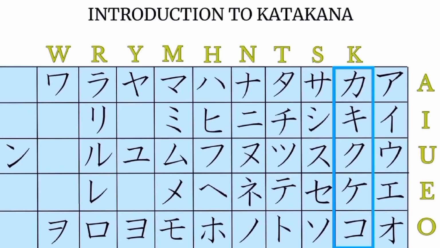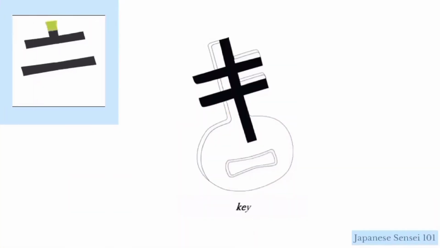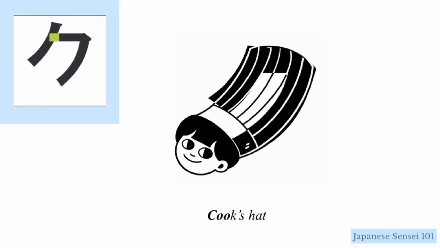Now let's proceed to the second column featuring the consonant K. Ka. To memorize this, imagine a cup with a straw resting inside it. Ki. Think of the katakana character ki as resembling a key. The upper part represents the key's teeth. Ku. This looks like a tall cook's hat tipped to the side.